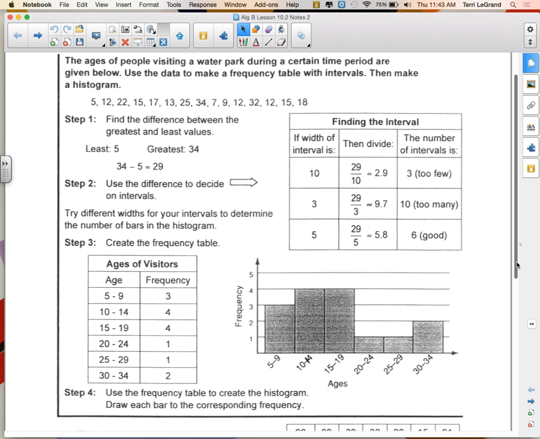No? 9. So could that be an interval? No. Okay. 10? Is 80 divisible by 10? How many intervals would we have? 8. So you're getting the drift of what I'm talking about when I'm saying I want you to divide them into intervals. Okay? So that's what's going on here in step 1.